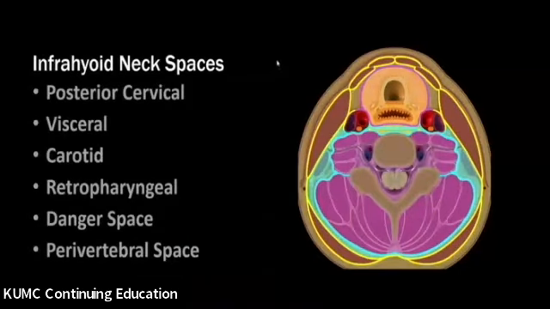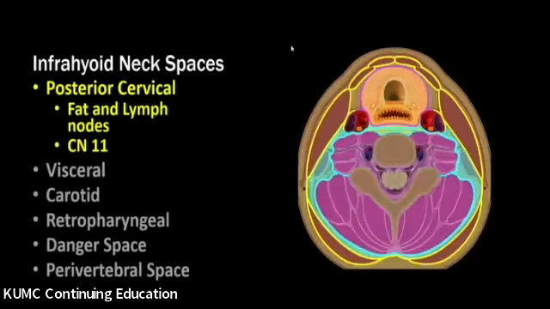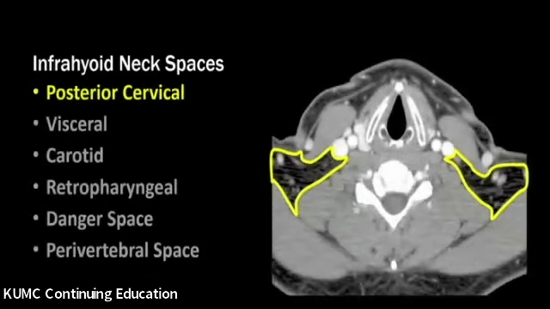Infrahyoid neck, I'm just going to highlight the ones we haven't really talked about because many of the spaces are contiguous. So the posterior cervical space mainly contains fat and lymph nodes. It's between the superficial and deep layers of the deep cervical fascia. And while the bulk of this space is in the infrahyoid neck, it does extend into the suprahyoid neck as well. It's just a CT showing that same space.